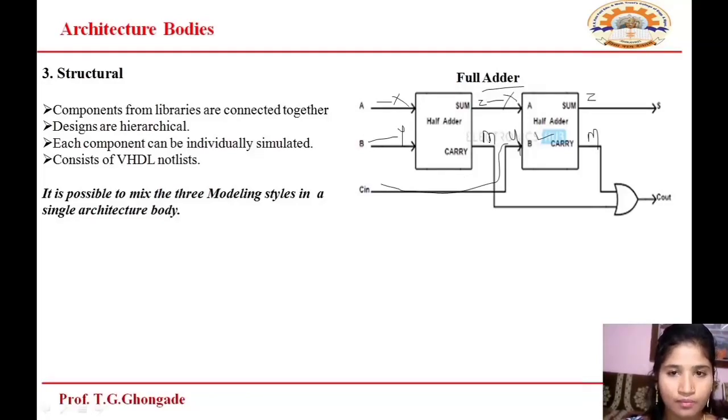Then M, that is the carry of the first half adder, is mapped to the OR gate, and the carry of the second half adder is again mapped to the OR gate. That means here I am performing an operation on both the carries of both the half adders. Okay, and after that I will get the output sum, that is S, and carry, that is C out.